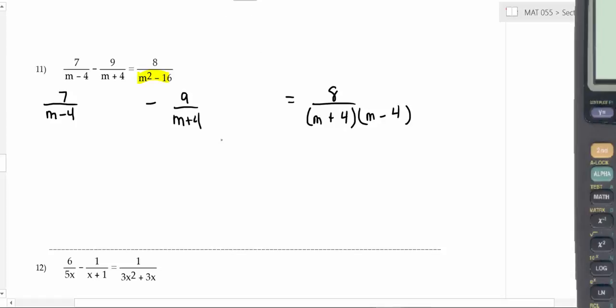Now let me ask you a question. If you wanted to get rid of an m plus 4, how do you get rid of it? You multiply by it. So everything is going to have to be multiplied by m plus 4. You don't have any choice. But what else do you have to get rid of? M minus 4. How do you get rid of m minus 4? You multiply by it. So everything at the same time has to get multiplied by m plus 4, m minus 4.